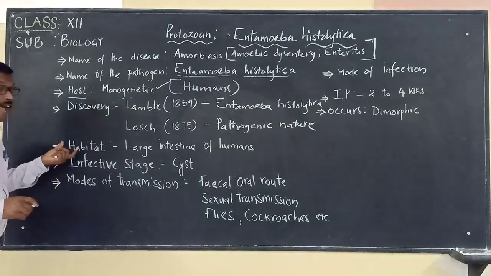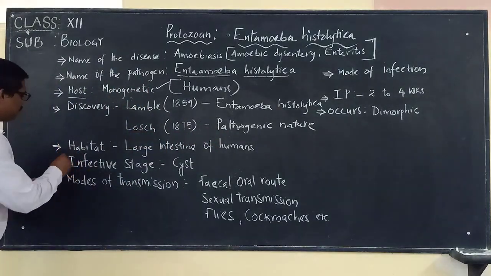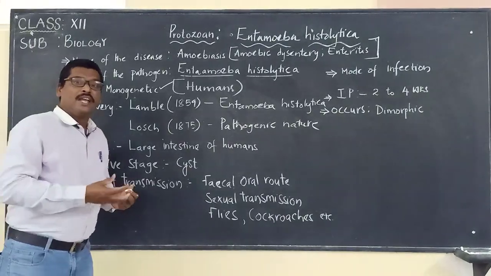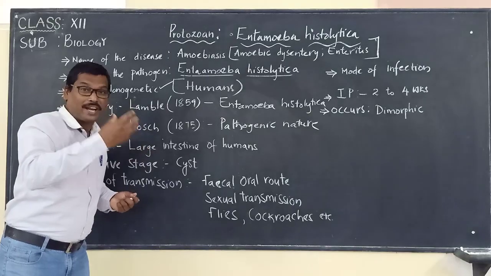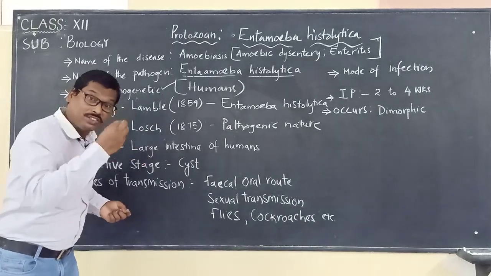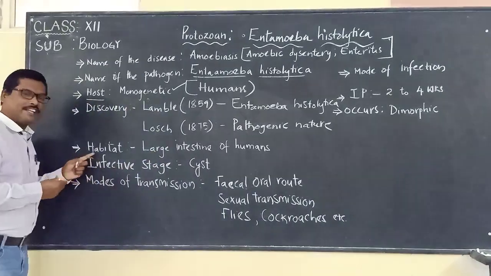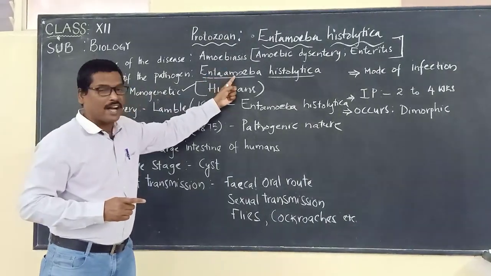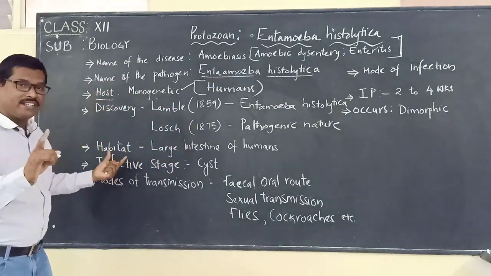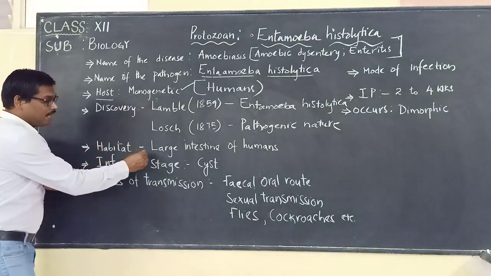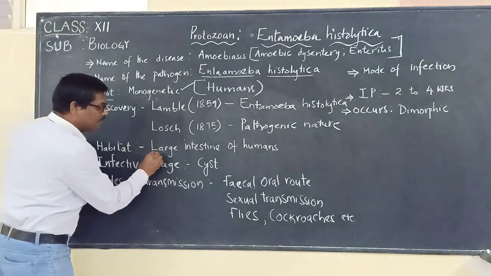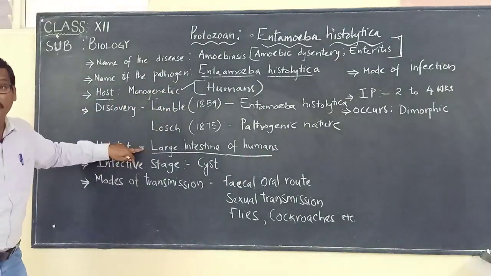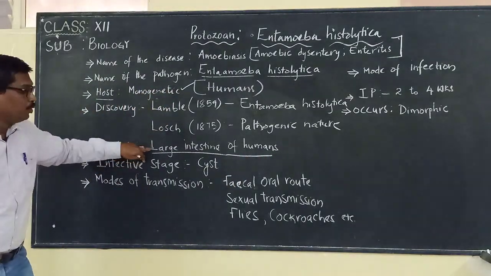So now habitat. You know the meaning of the word habitat. What do you mean by the word habitat? Habitat means a place where it lives, for its shelter and food. Okay, for its shelter and its food, then we call it habitat. So this particular Entamoeba histolytica is present, or residing, in the large intestine of humans.